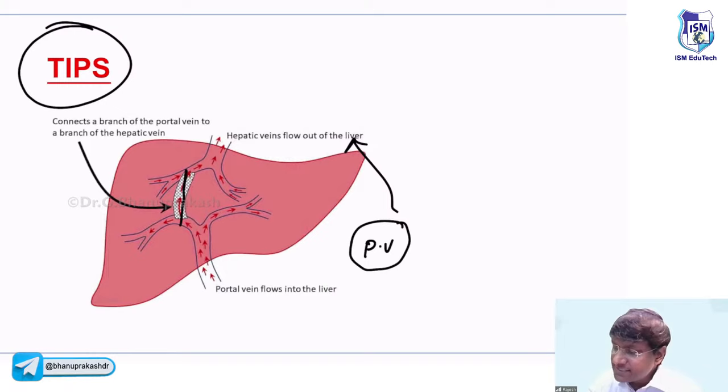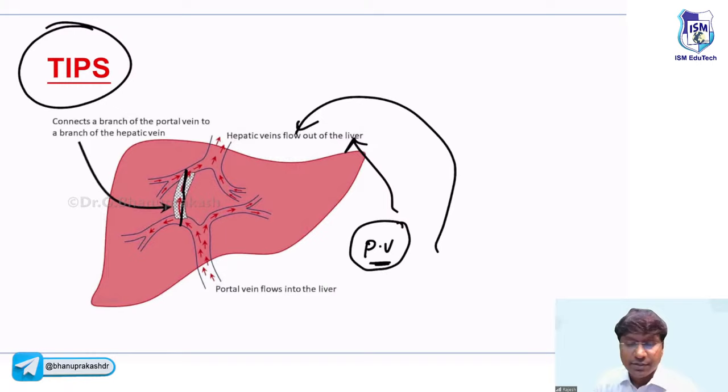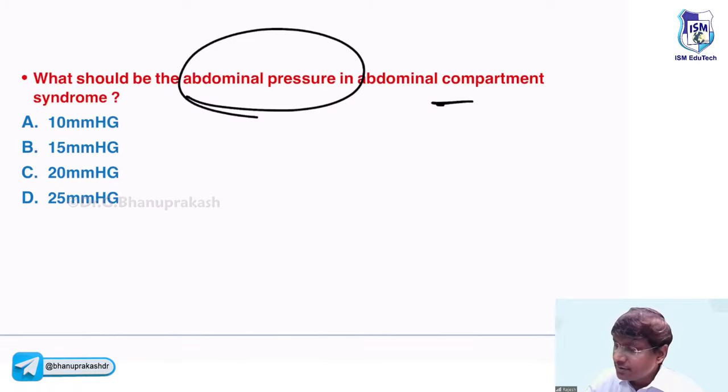So what are you doing? You are transmitting the pressure of the portal vein to the hepatic veins directly, thereby reducing the portal venous pressure. Okay. And a very important question, asked very frequently: what should be the intra-abdominal pressure to call it abdominal compartment syndrome? If the intra-abdominal pressure is around 25 millimeters of mercury, then we call it abdominal compartment syndrome.